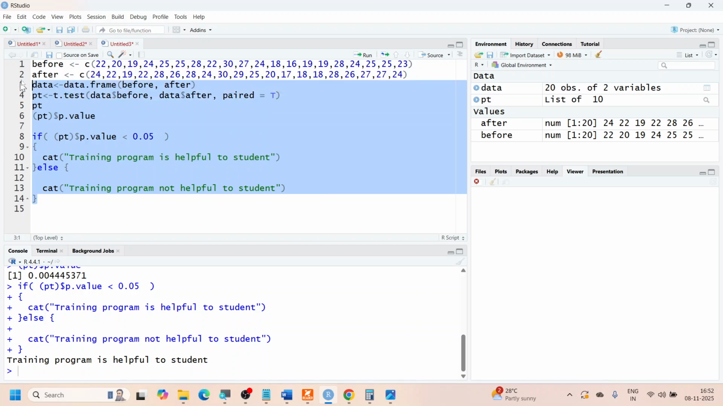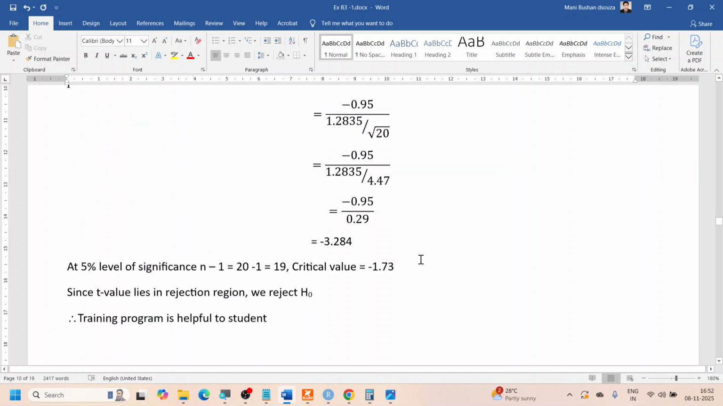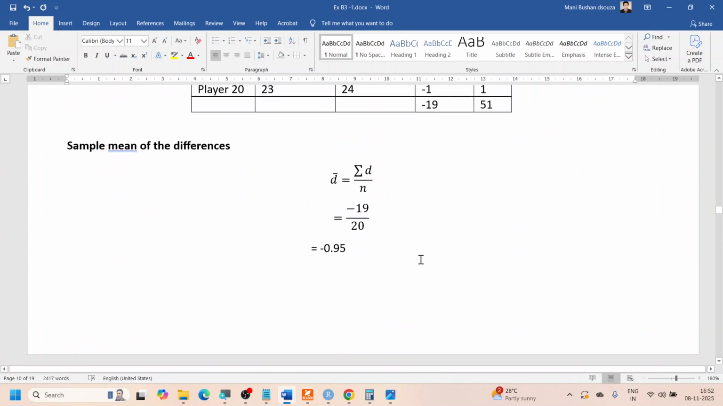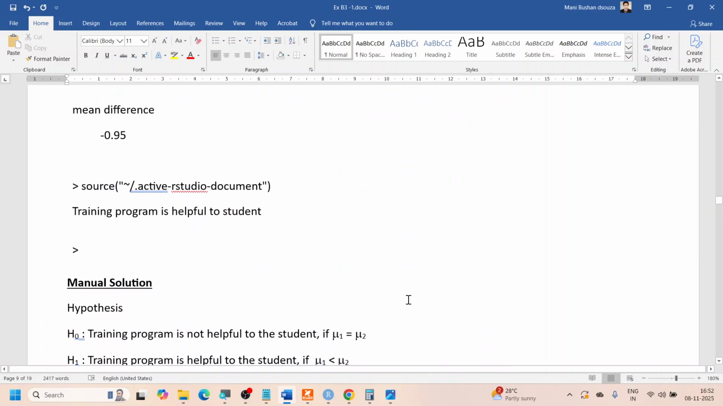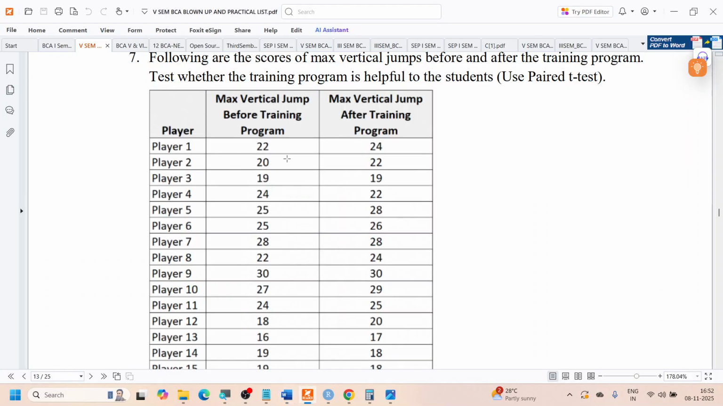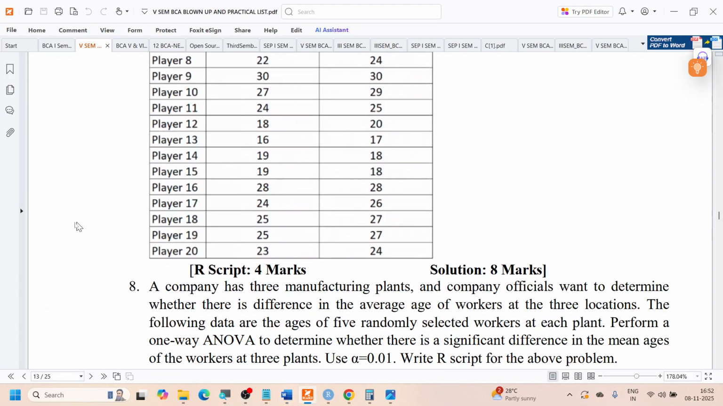Write this part during the examination, which is your R part, and the other part you have to solve manually using pen and paper. For both of them the marks are there. Please look at the marks that they are providing. Let me just show you the question here. Writing the R script will be 4 marks. Solving it manually, you get 8 marks for that. Totally you are going to get 12 marks.